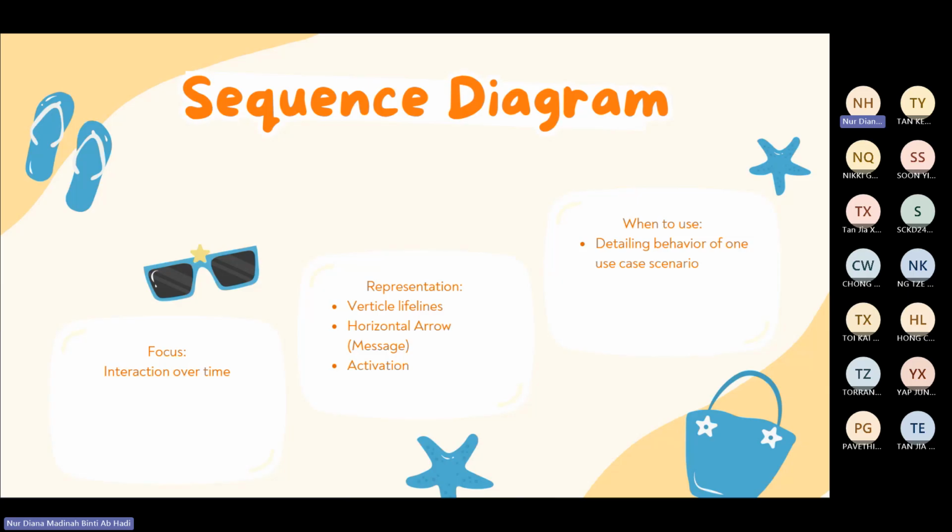When we talk about sequence, it reflects back to your interaction. When we talk about interaction, it will go over time. So you need to have vertical lifeline, horizontal arrows, and activation, when you want to detail all the behaviors of one use case scenario.